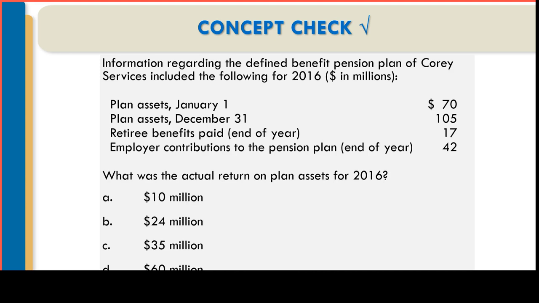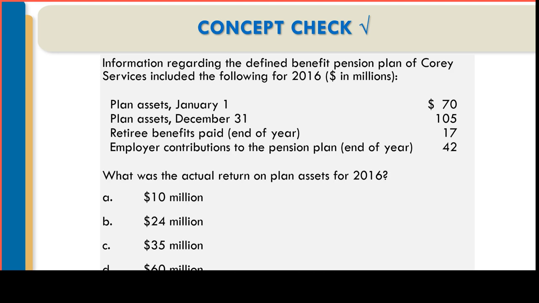So here we have an example of a walk forward. We have a plan assets beginning. You're to assume that's January 1st is the beginning. And plan assets at the end, and that's the end of the year, December 31st. So we start at 70, we need to be at 105. If we pay benefits out, that's going to reduce. And if we make contributions to the plan, putting more into the plan, that's going to increase plan assets. So somehow you're going to have to start at 70 and end up at 105, and you have to figure out what the difference is there.